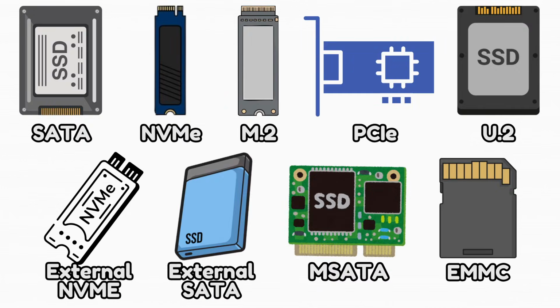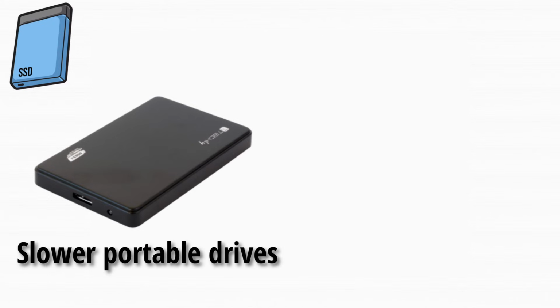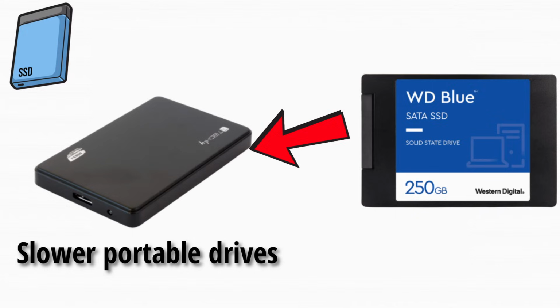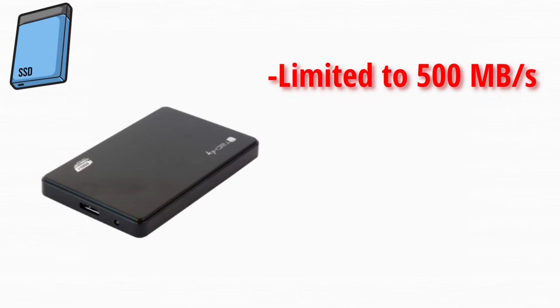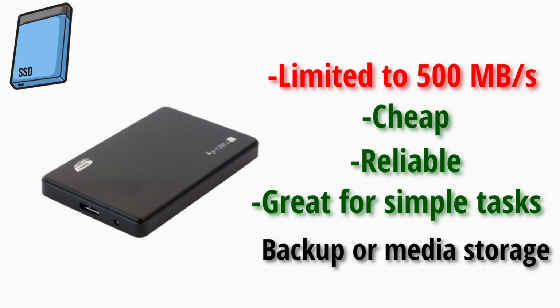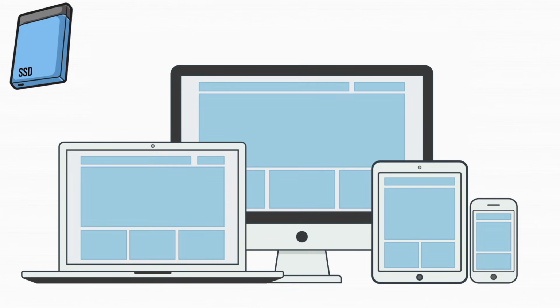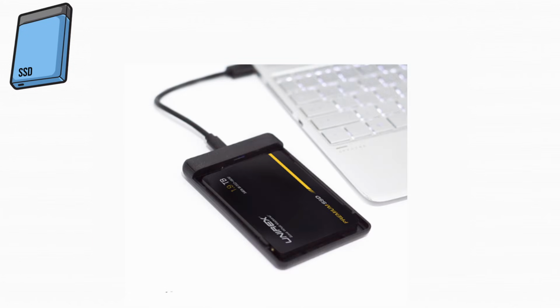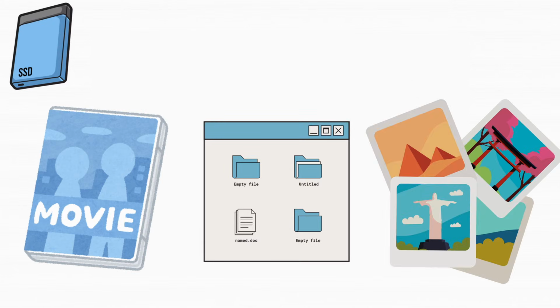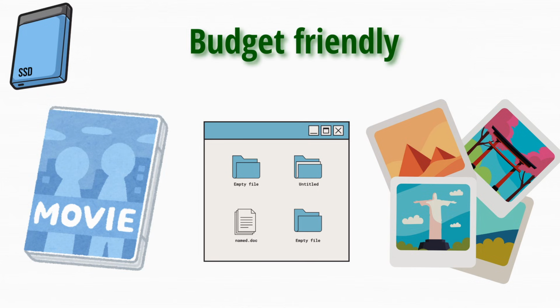Next up, the external SATA SSD. External SATA SSDs are slower portable drives because inside them is basically a regular 2.5-inch SATA SSD. They're limited to around 500 megabytes per second, but they're cheap, reliable, and great for simple tasks like backup or media storage. They plug in through USB, usually USB 3.0 or 3.1, and work with pretty much any device. They're perfect if you need portable storage but don't need crazy speeds. For moving movies, files, or photos between devices, these are perfect and budget-friendly.